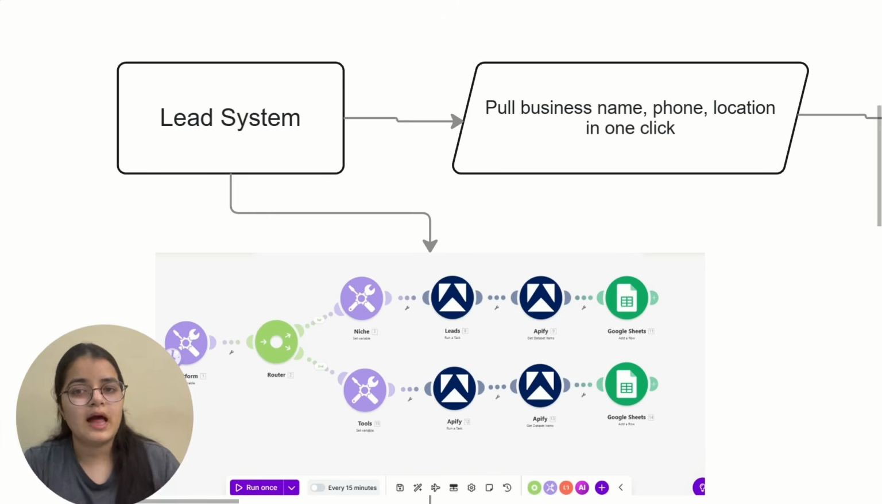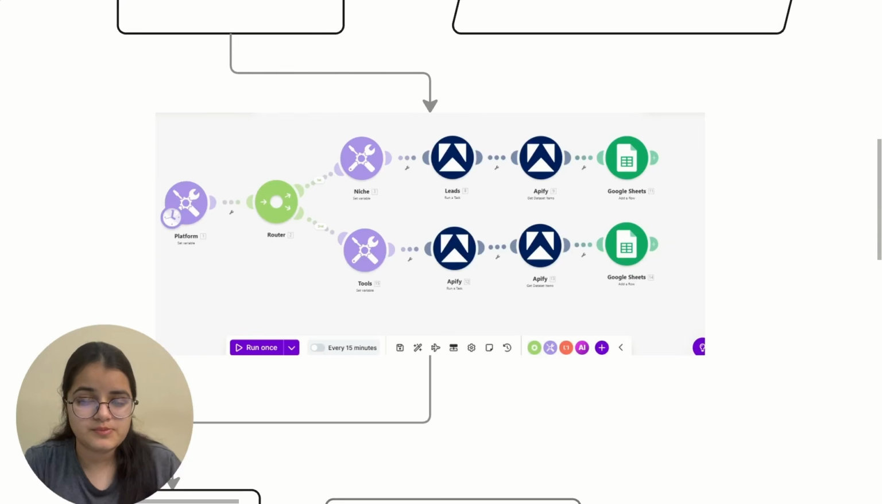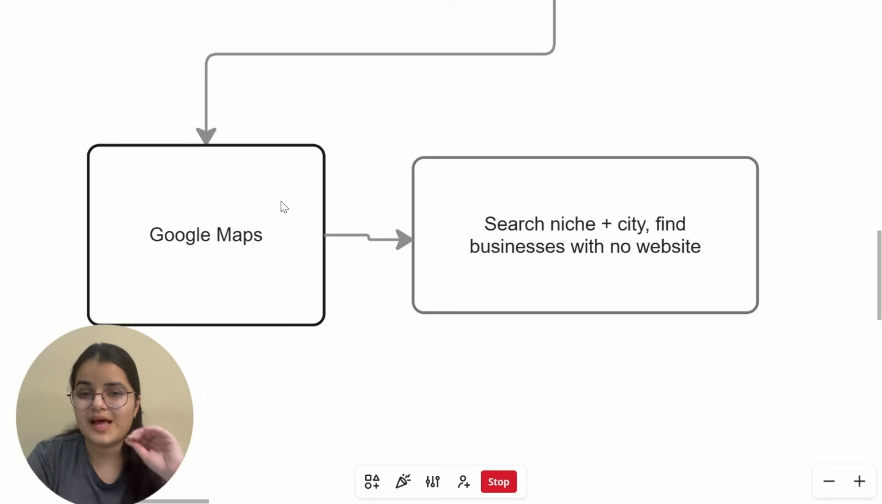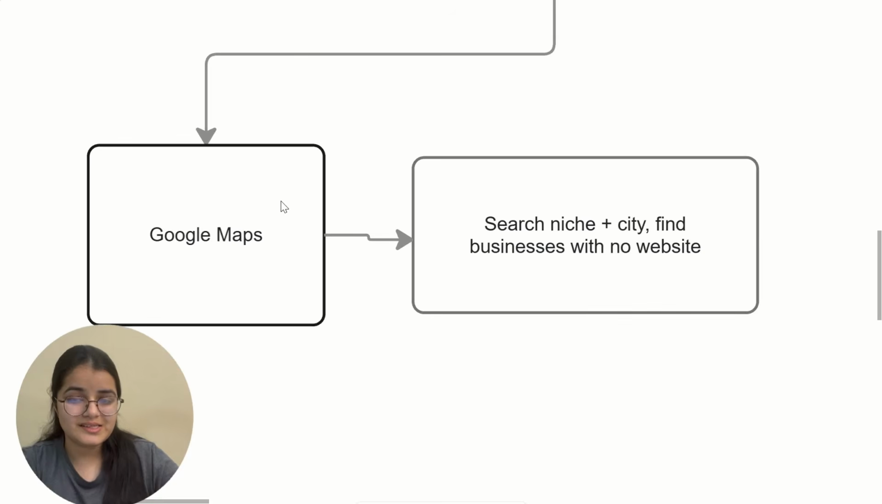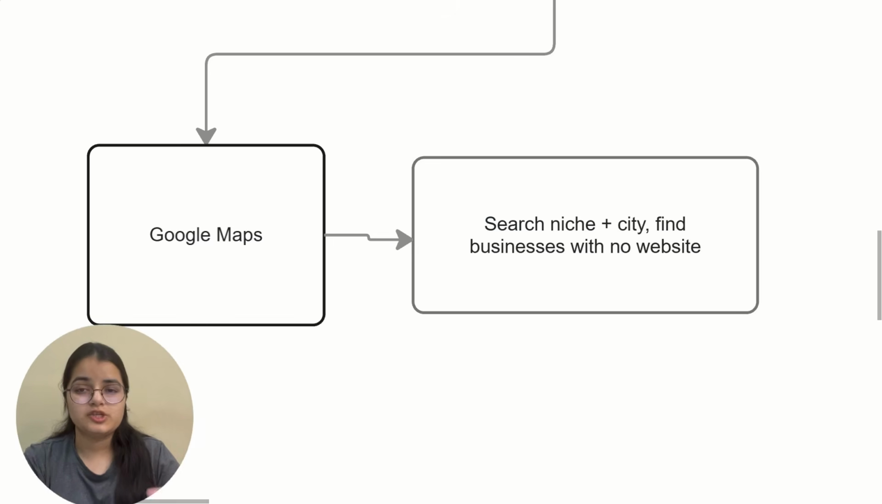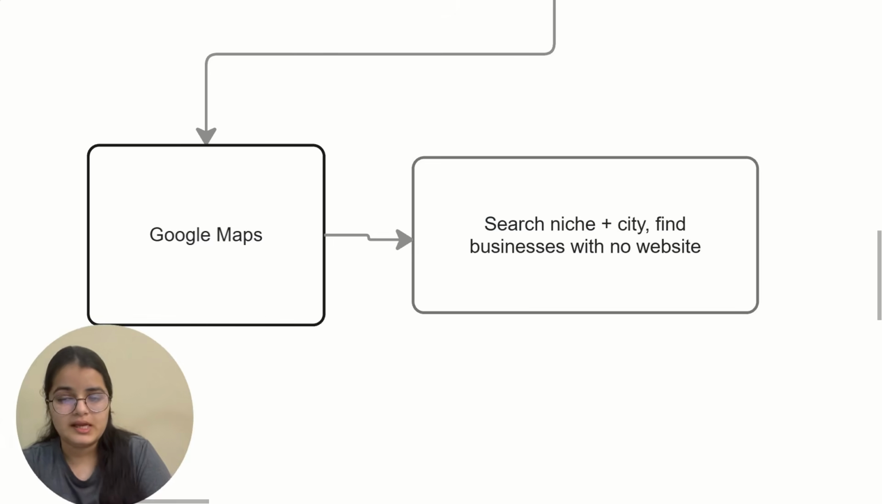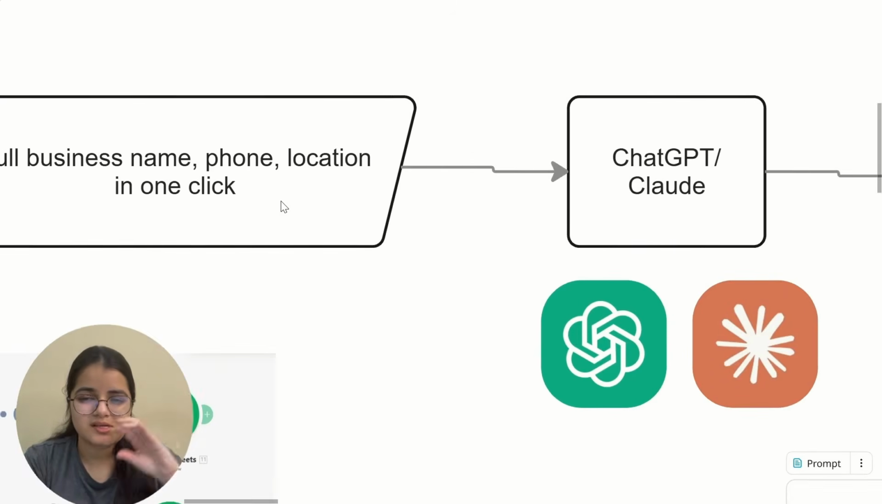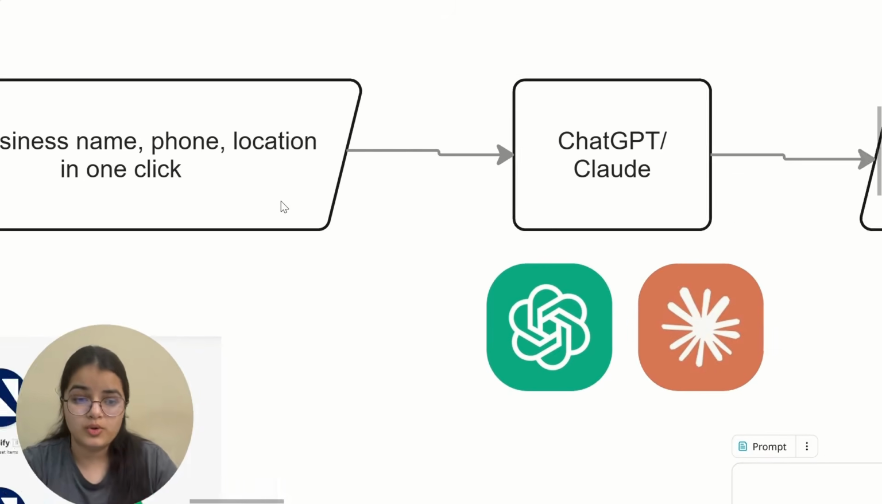Other than that, we can directly use Google Maps to find those people, search manually and look for people who don't have websites, and then use that information. The next step is we need to go to Claude and ChatGPT and paste their business details, like the city they serve in, the type of customers, or basic information that you get on Google Maps.